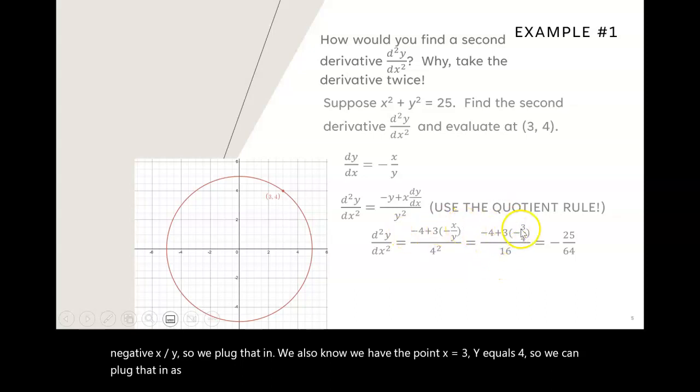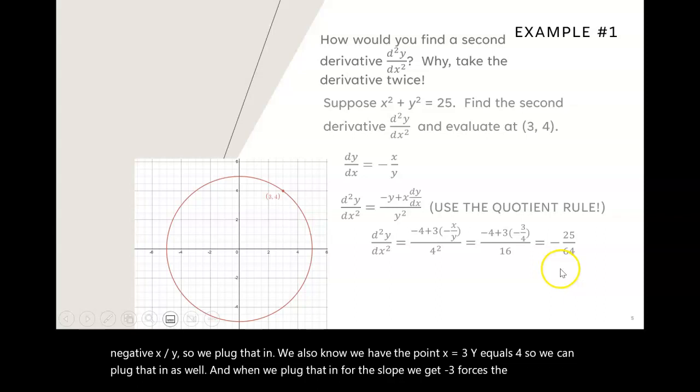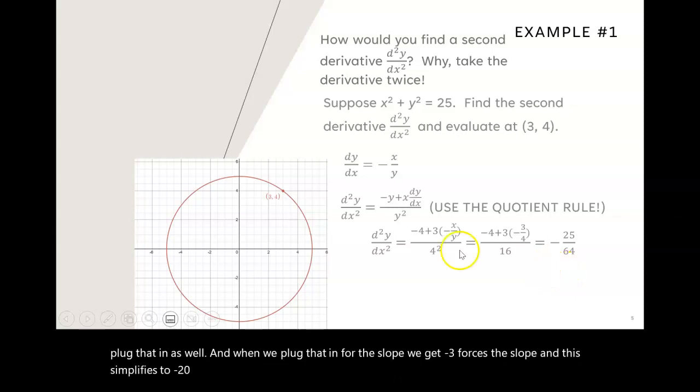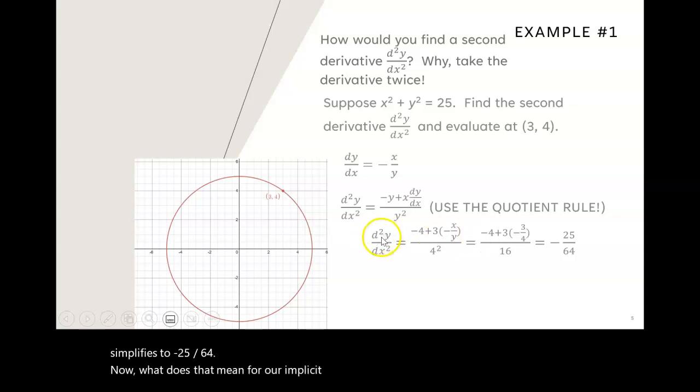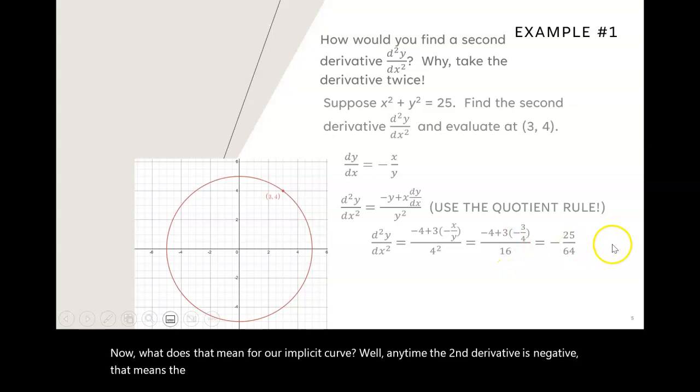And when we plug that in for the slope, we get negative 3/4 as the slope. And the second derivative simplifies to negative 25 over 64. Now, what does that mean for our implicit curve? Well, anytime the second derivative is negative, that means the curve is concave down at that point.